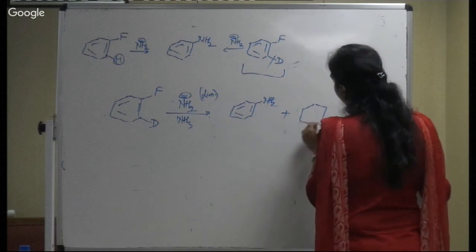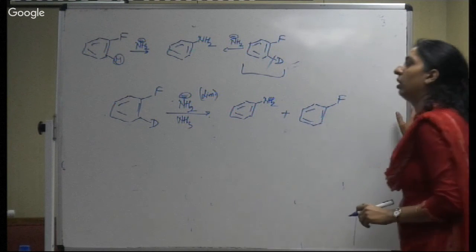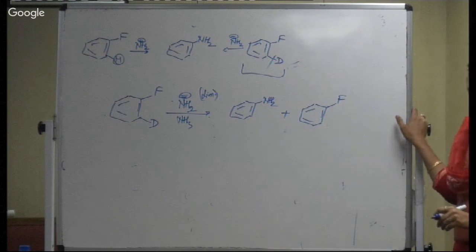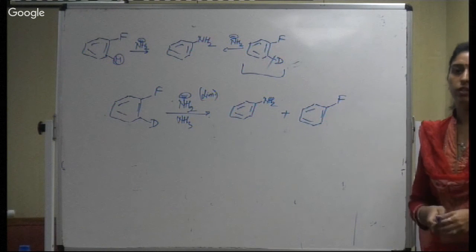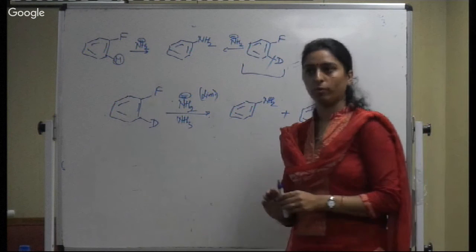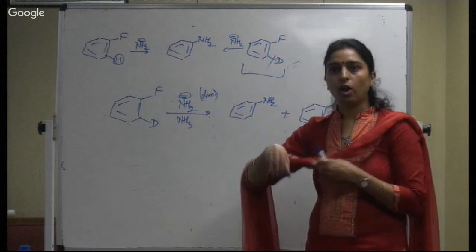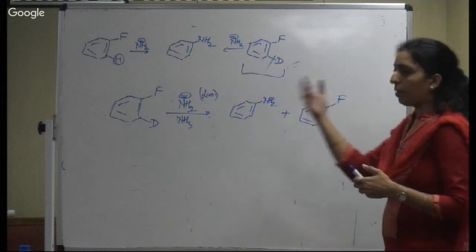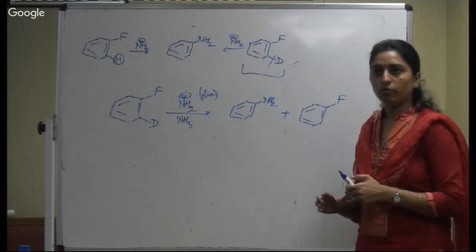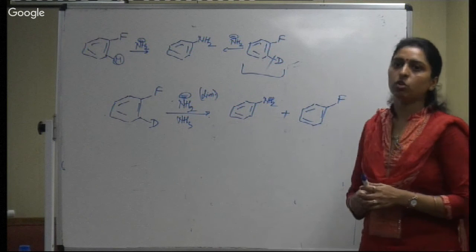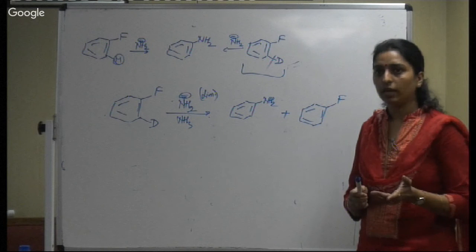The unreacted fluorobenzene which we observed contained simple fluorobenzene. We didn't start with this. We started with ortho-deuterofluorobenzene. During the course of the reaction, or maybe after its completion, you can observe that aniline is formed, but simple fluorobenzene is also present. We had not started with that.